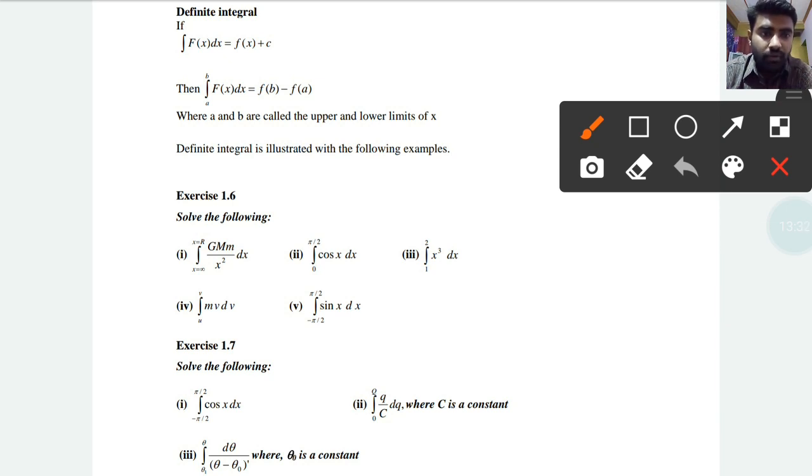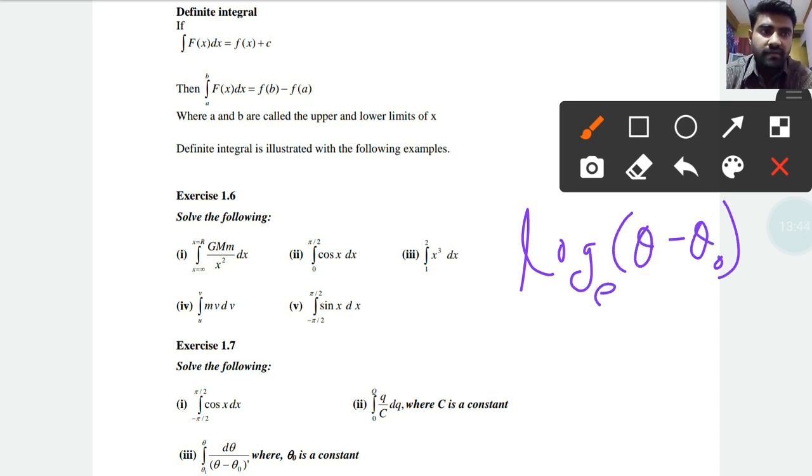integration of d theta upon theta minus theta 0, or 1 raised to 1 it is. So the answer for that is log of theta minus theta 0, base e, right? It is like 1 upon x dx. And after that, see the upper limit and lower limit. So upper limit theta and lower limit is theta 1.